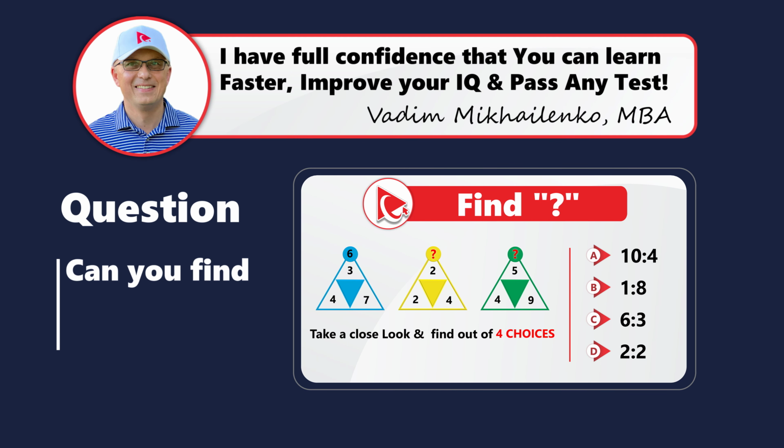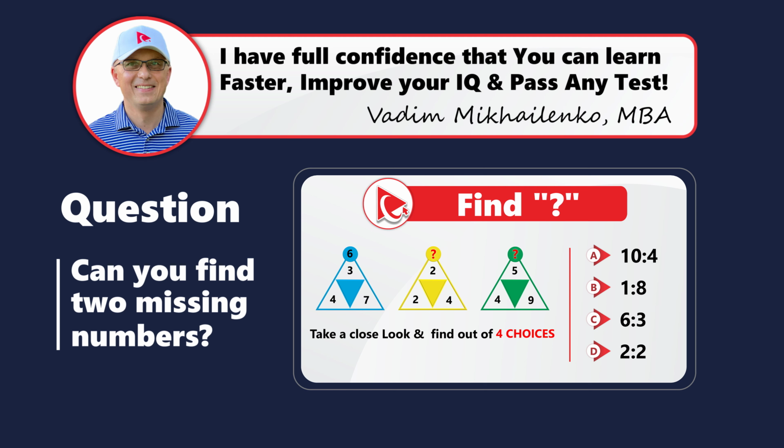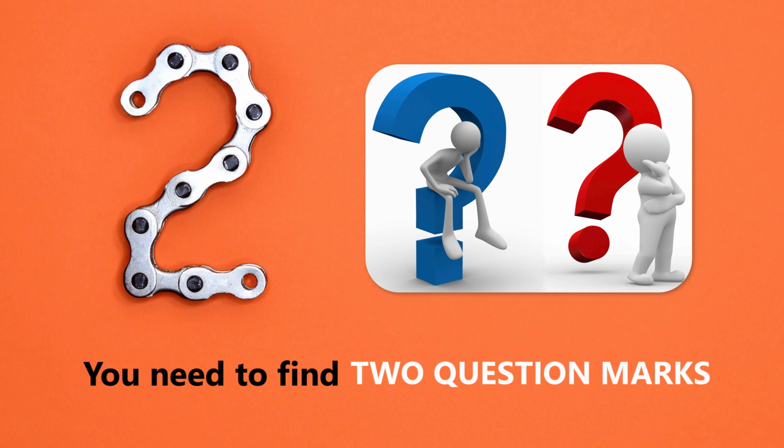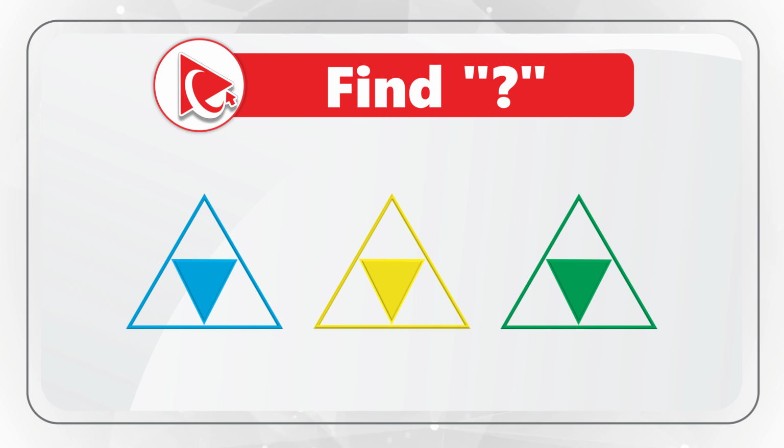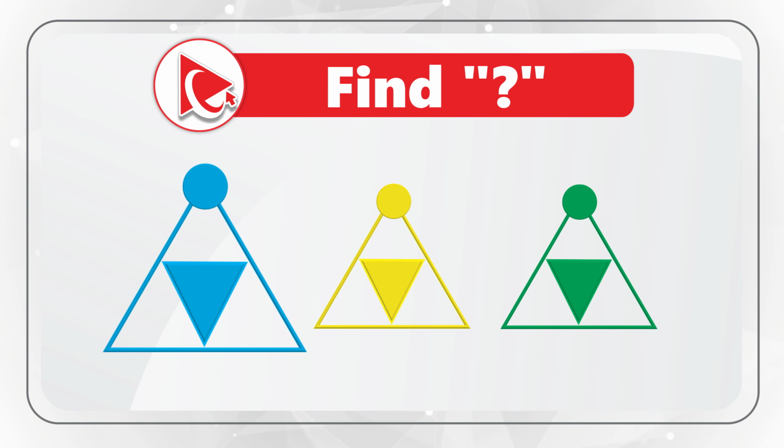Here's an absolutely phenomenal question, which is absolutely not obvious how to solve. Instead of one question mark, you need to find two question marks. You're presented with three triangles. All triangles have a circle on the top. The blue triangle has three numbers inside. Starting from the top, the numbers are 3, 7, and 4, and the number on the top is 6.